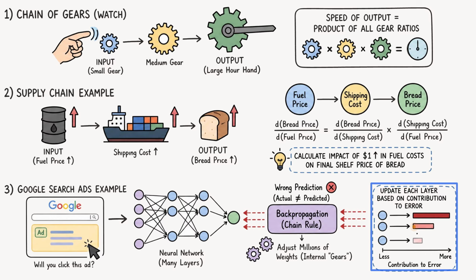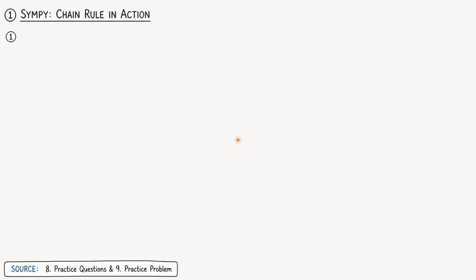Now that we see how essential this cascading logic is, let's look at how we can actually code these chain reactions using a tool called SymPy. Just like we multiplied gear ratios to see how fast the final hour hand moves, we can do this exact same calculation mathematically using a Python library called SymPy.